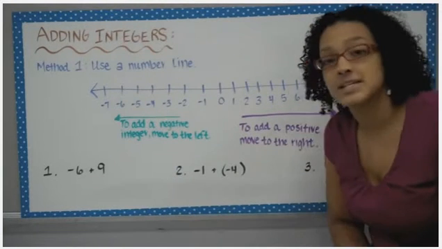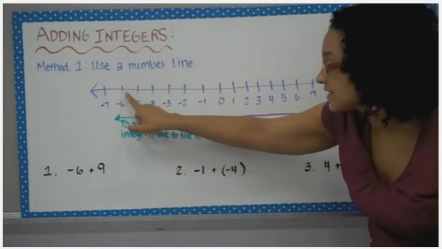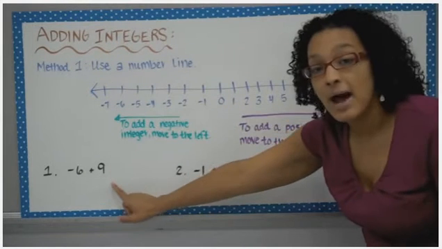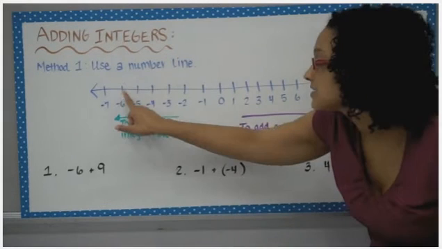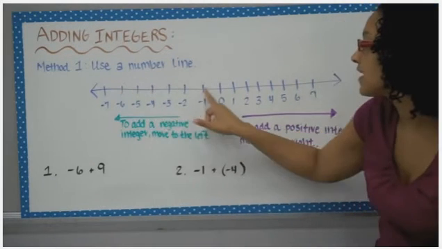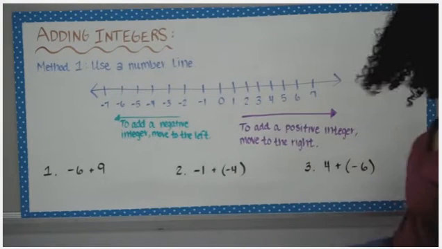The first one is negative 6 plus 9. I'm going to start at negative 6. Since I'm adding a positive number, I move to the right. So I start at negative 6. 1, 2, 3, 4, 5, 6, 7, 8, 9. My final answer is going to be 3.